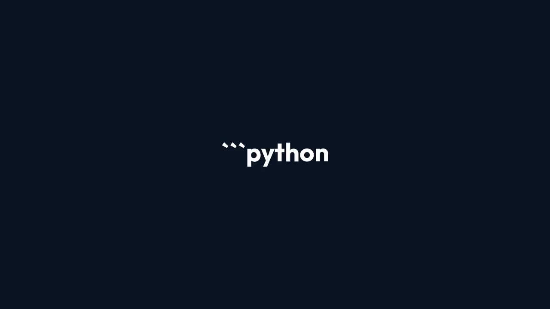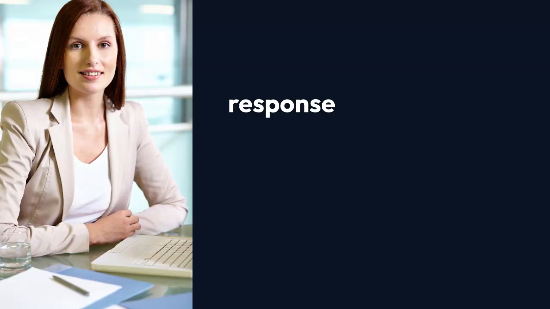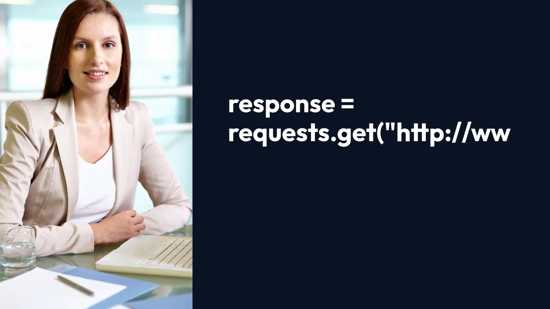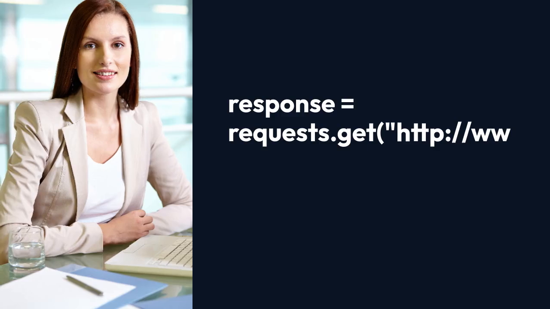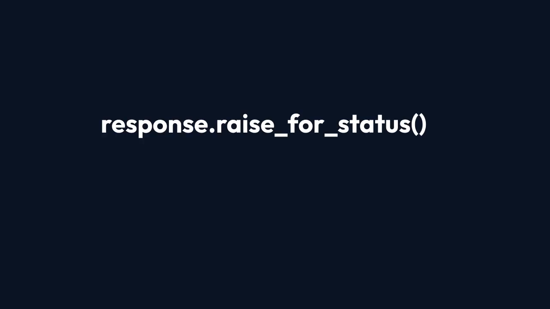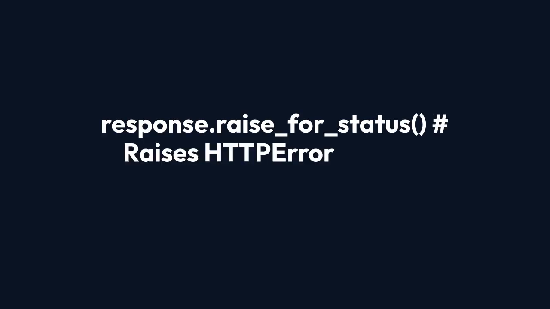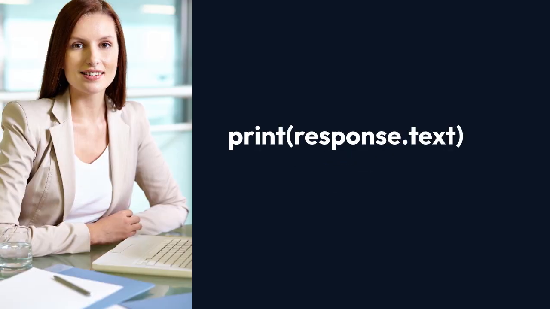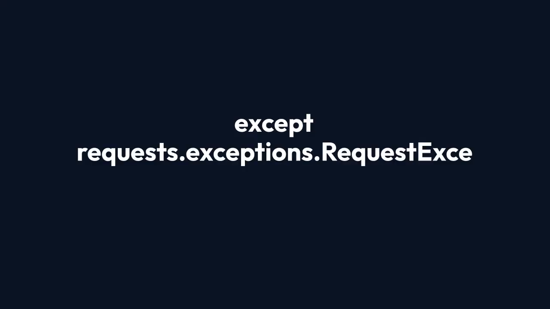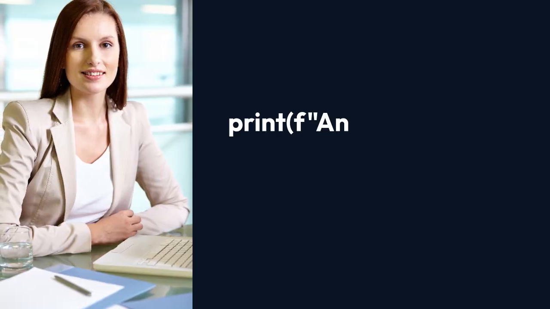For example: import requests, try: response = requests.get("http://www.example.com"), response.raise_for_status() # raises HTTPError for bad responses, 4xx or 5xx, print(response.text), except requests.exceptions.RequestException as e: print(f"An error occurred: {e}").